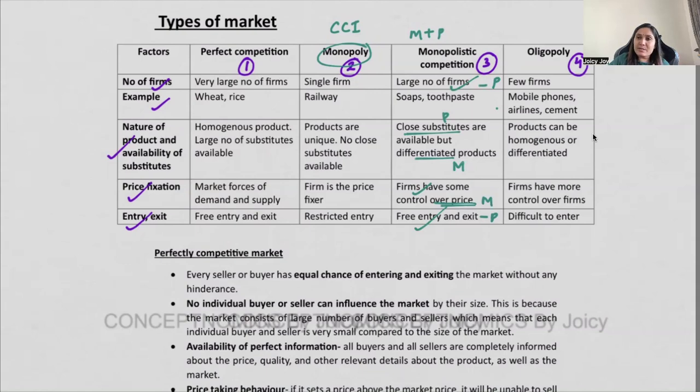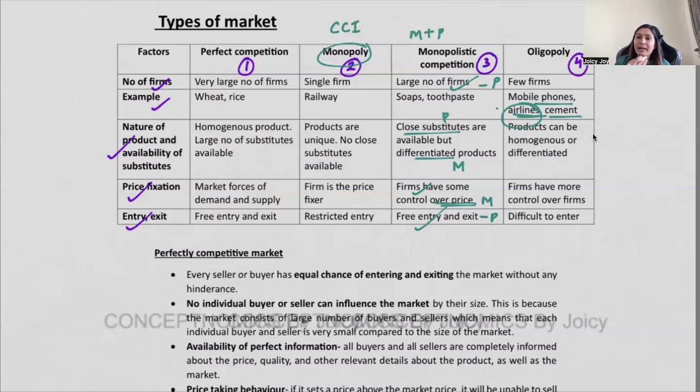Let's take examples to understand it better. Airlines, mobile phones, cement, all these are examples. Let us take the case of airlines. Can you see as many airlines as in perfect competition, like in the case of curry powders? You get thousands of brands of curry powders, but can you see that large a number of airline operators? No, right? In India, there would be hardly 10 or 15 at maximum. So the number of firms is restricted or less.